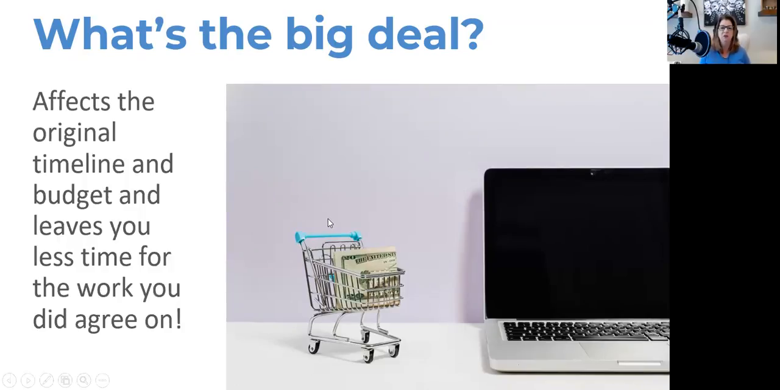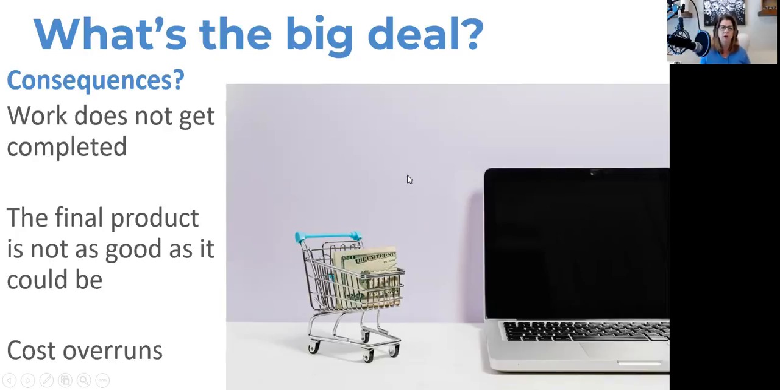And how does it do that? Well, it affects your timeline, of course, because, you know, you can't just like squeeze the toothpaste back into the toothpaste container. It's going to bump out things, right? If you think about dropping color into water, it's going to spread all over. So it's going to affect your timeline. It's going to affect your budget, and it's going to leave you with less time to do the work that you actually agreed on. So what are the consequences?